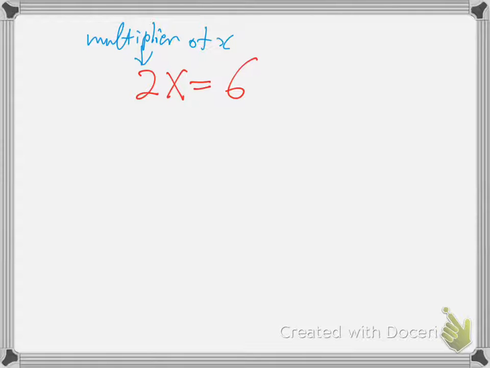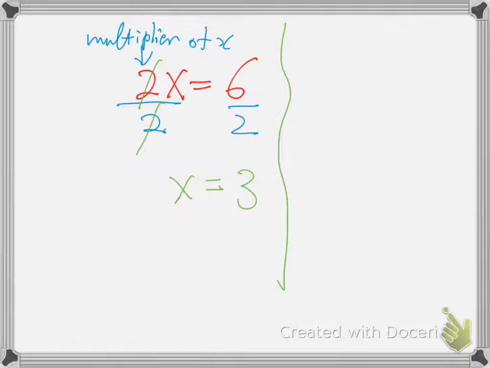2x is 6, divided by this multiplier 2. So 2 divided by 2 cancels. So we got x is 6 divided by 2, which is 3. It's 3.